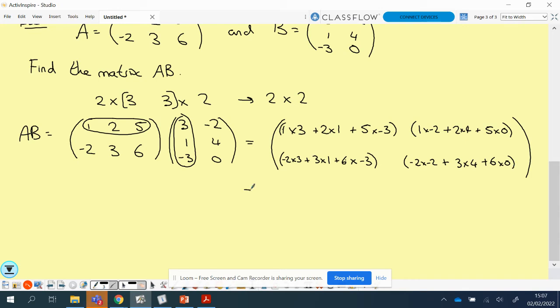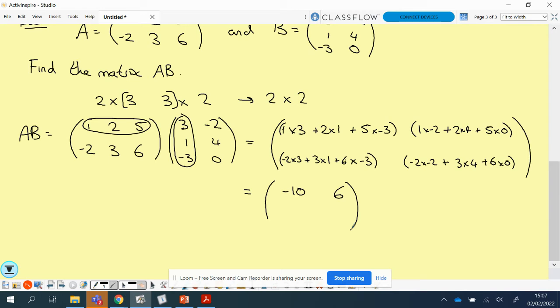Now we just work out what that would give me. So my first entry, if I do that, I've got 1 times 3 plus 2 times 1 plus 5 lots of negative 3, and what I get as my answer should be negative 10. If I then go to my second entry in the first row, that's 1 times negative 2 plus 2 lots of 4 plus 5 times 0. Well, obviously 5 times 0 is nothing. So 1 times negative 2 plus 2 lots of 4 gives me 6, I believe.